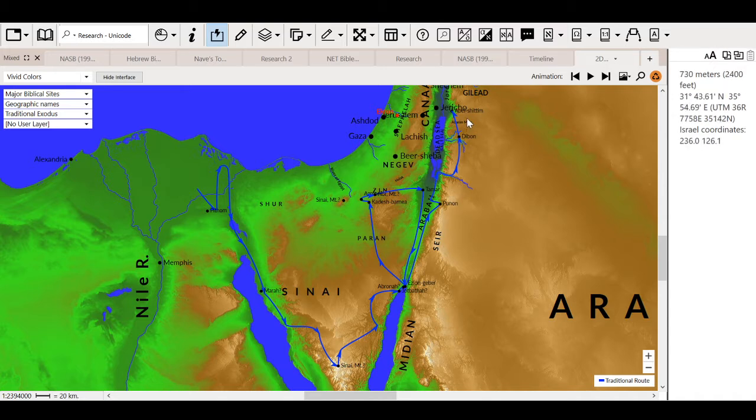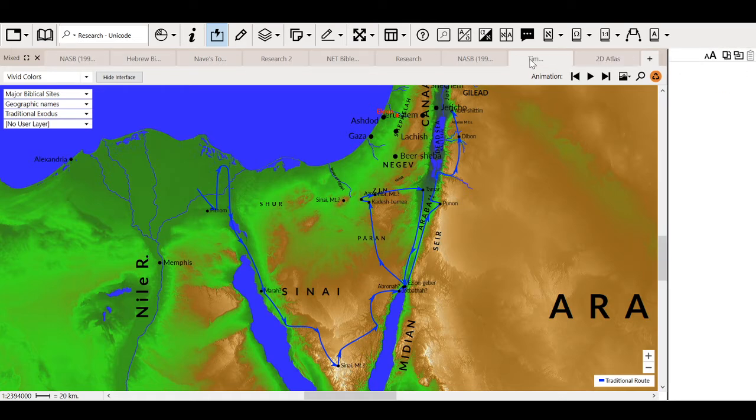Now, finally, they have come to Jericho, and this is the place where they attacked, and the wall of Jericho fell. Okay, so the city of Jericho was conquered. So now this is interesting, isn't it? That's what Accordance can do.